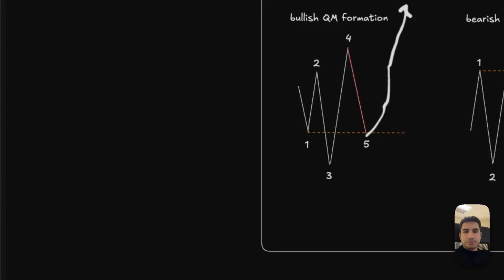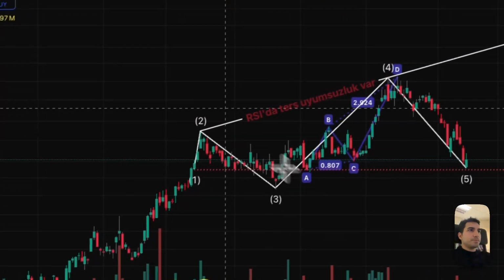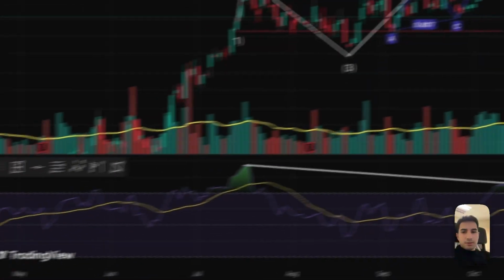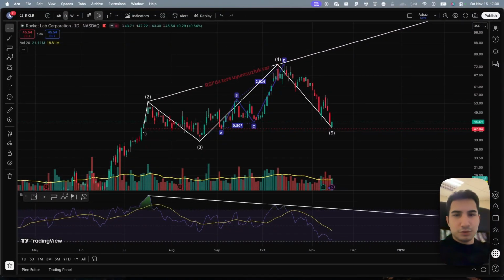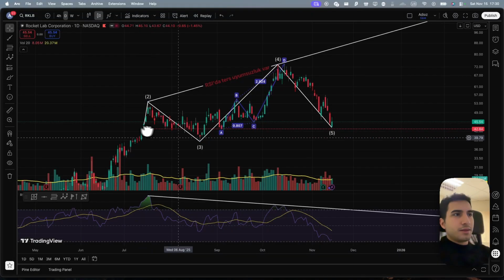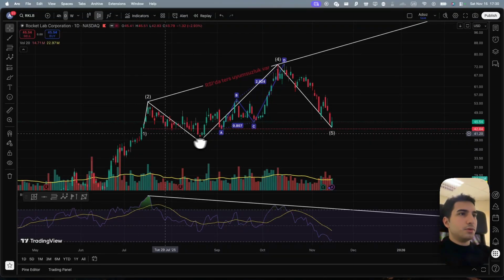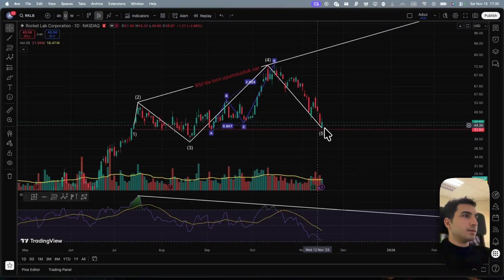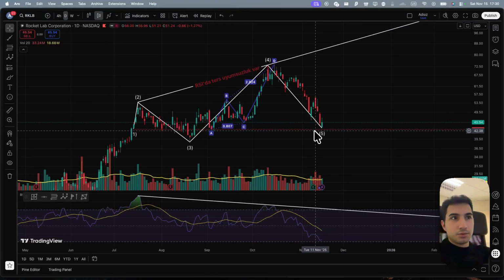So let's go back to the graphic now, which is the Rocket Lab graphic. First, let's clarify the QM formation in this Rocket Lab stock graphic. The divergence nobody wants to see. Point 4 surpassed point 2, exactly this, and point 3 is down below point 1, perfect. And the last thing, point 5, we see that the fifth leg is touching the first leg's line.